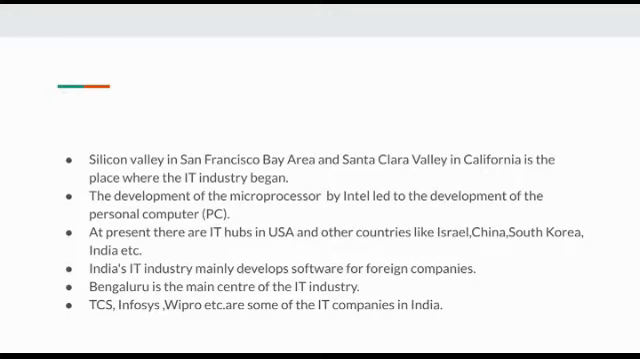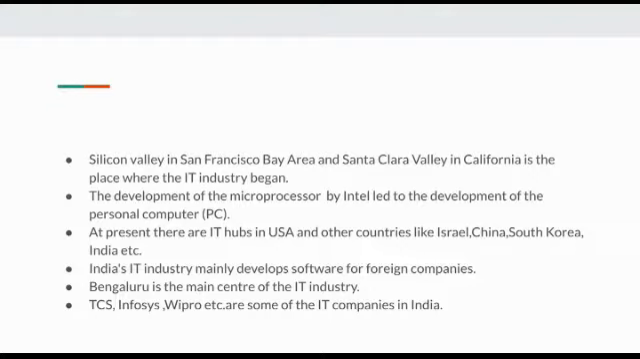Other IT companies we can see are Intel, Sun, Cisco and many others like IBM and Xerox. The development of the personal computer by Intel led to a great change. At present there are IT hubs in the USA and other countries like Israel, China, South Korea, India, etc.